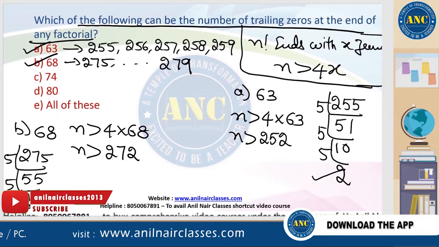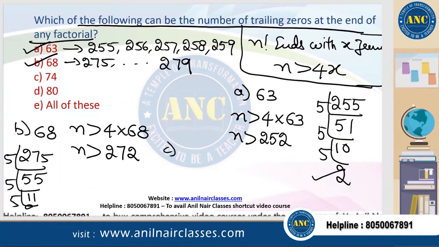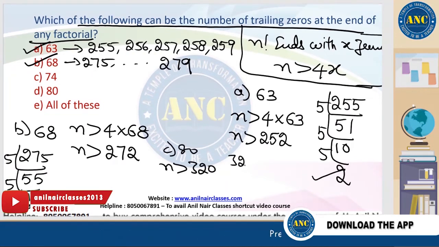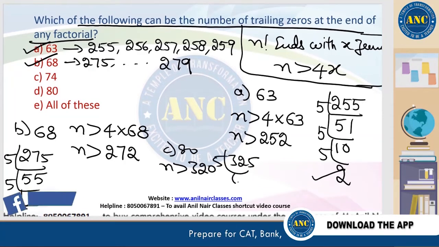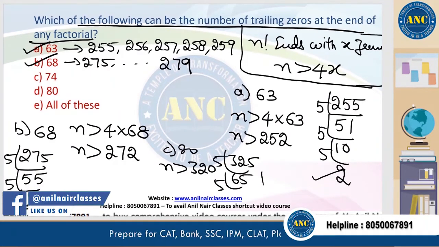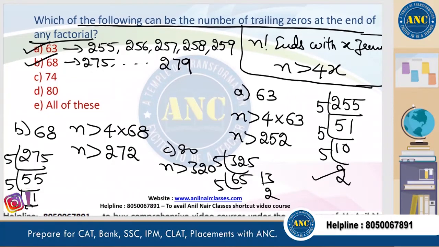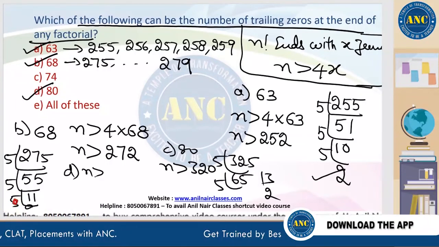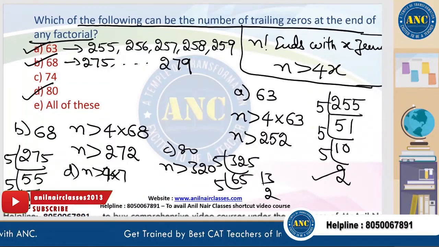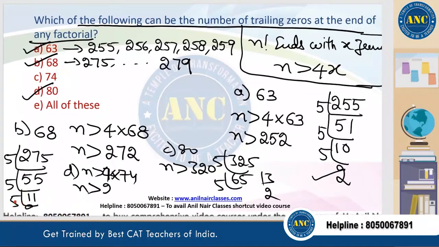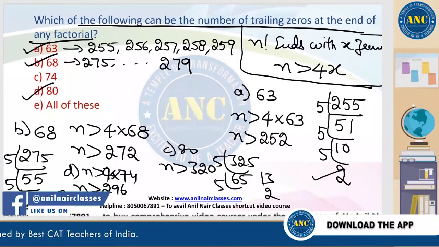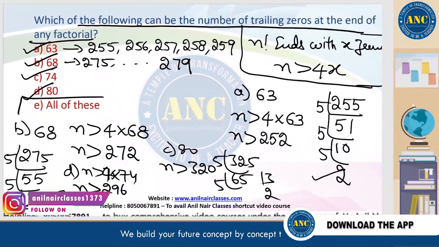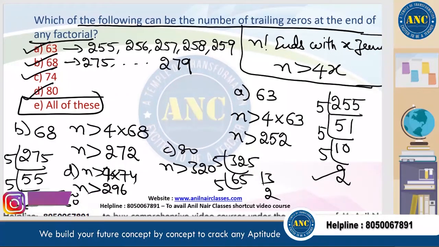Next, x is 80 we will take. N is greater than 320. What is the multiple of 5 greater than 320? 5 16s are 80, 5 13s, 2s are 78, 80. This is possible. Next, take x is 74. 4 into 74, n is greater than 296. If I take 300, 60, 12, 2, all are possible. Answer is all of this.